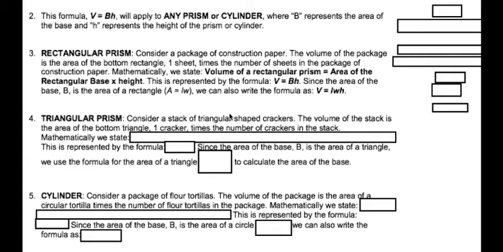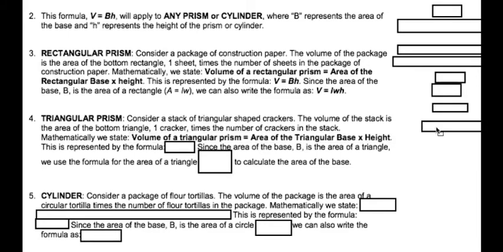Now consider a stack of triangular shaped crackers. The volume of the stack is the area of the bottom triangle, which is one cracker, times the number of crackers in the stack. So mathematically, we'll state that the volume of the triangular prism is equal to the area of the triangular base times its height. This is represented by the formula volume equals area of the base times height.